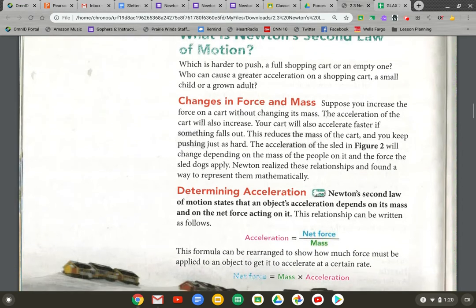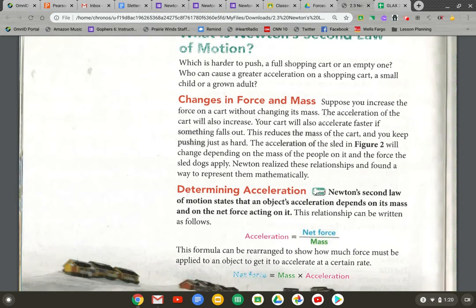So let's start by looking at changes in force and mass. Suppose you increase the force on a cart without changing its mass. Okay, so the mass stays the same and you're pushing harder. The acceleration of the cart will also increase. Your cart will also accelerate faster if something falls out. Okay, this reduces the mass of the cart and you keep pushing just as hard.